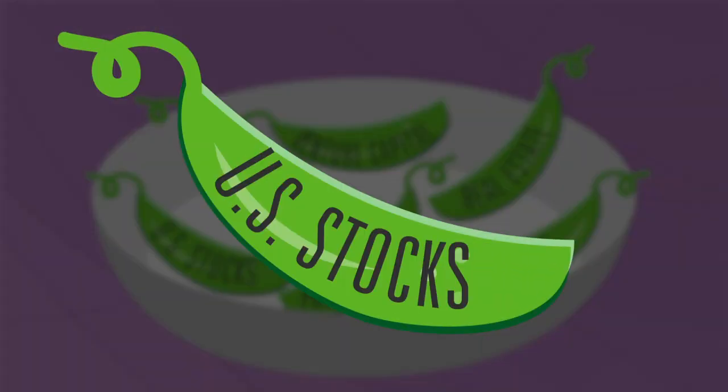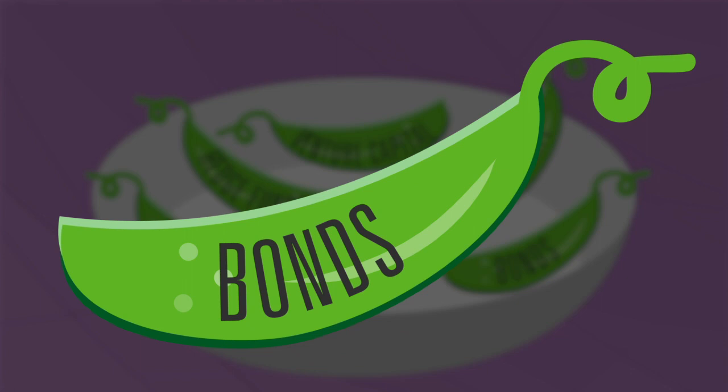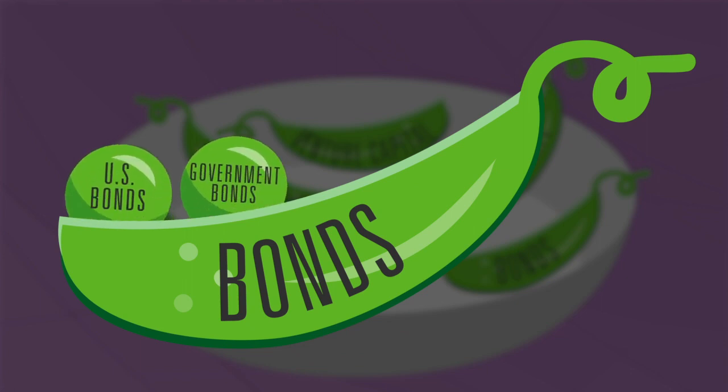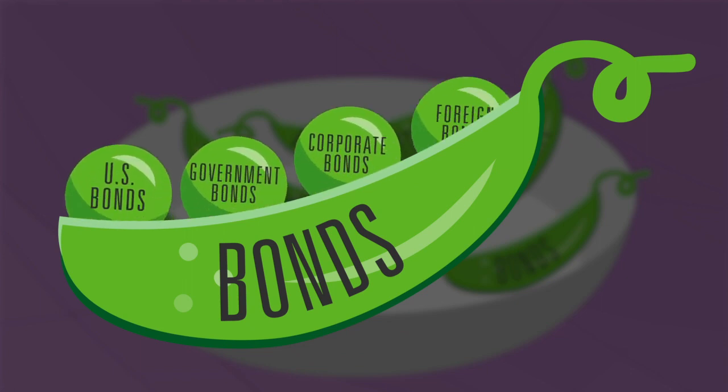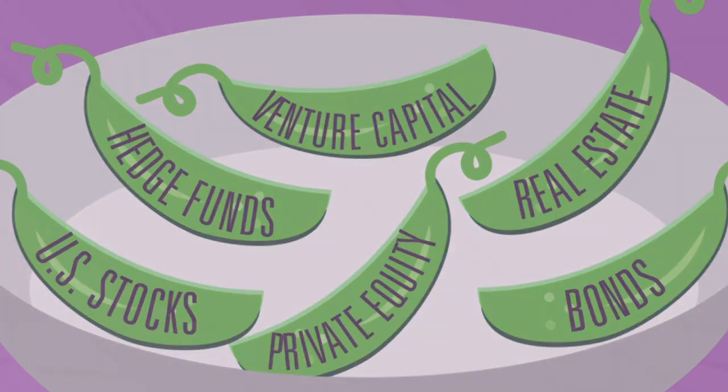For example, in the pod for US stocks, there are peas for big, medium, and small-sized companies, and companies that are growing more or less rapidly. In the bond pod, there are peas for US bonds, government bonds, various corporate bonds, and foreign bonds. Which pods of peas do you want in your portfolio to keep it balanced?